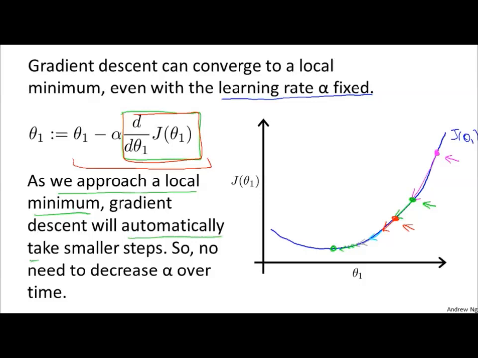So just to recap, in gradient descent, as we approach a local minimum, gradient descent will automatically take smaller steps. And that's because as we approach the local minimum, by definition, the local minimum is when this derivative is equal to 0. So this derivative term will automatically get smaller, and so gradient descent will automatically take smaller steps. So there's actually no need to decrease alpha over time. So that's the gradient descent algorithm, and you can use it to try to minimize any cost function J, not just the cost function J that we defined for linear regression.